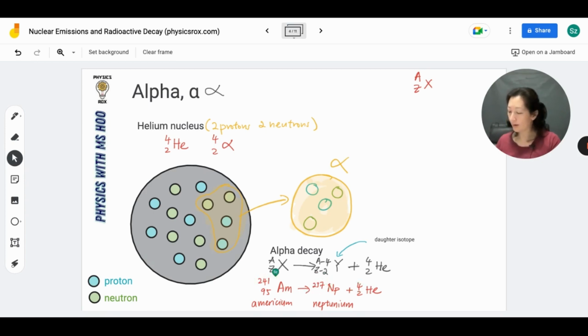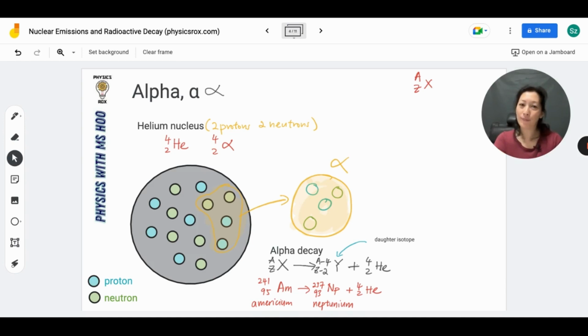The same thing will apply for the bottom number. If you got 95 protons to begin with, and it's thrown out 2 protons in the alpha particle, that means that neptunium will only have 93 protons. So you can see here the number also is balanced. You've got 95 to begin with, and then at the end, 93 and 2, which the total comes up to 95. So this is an example of how you can write the alpha decay equation.